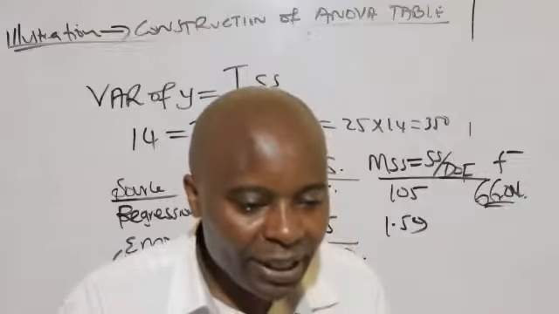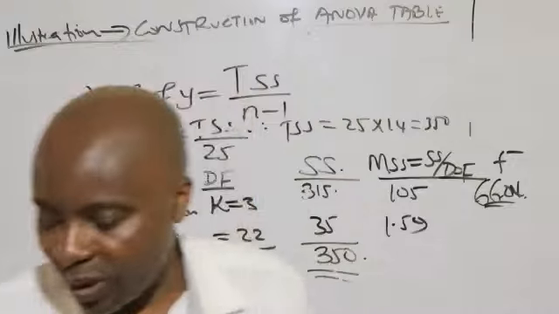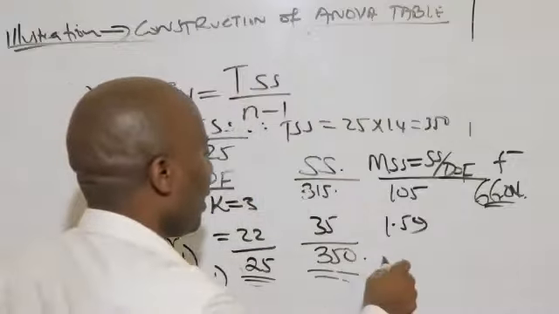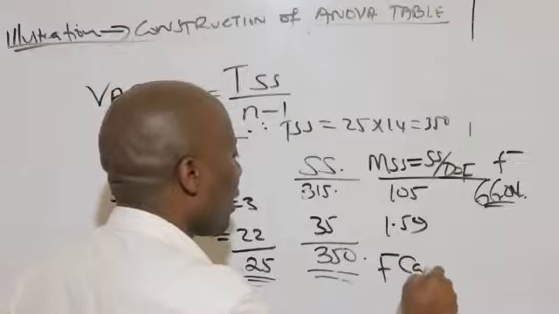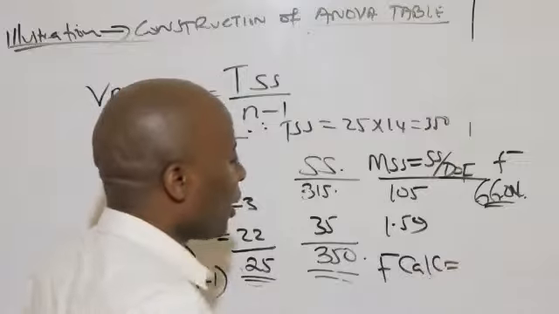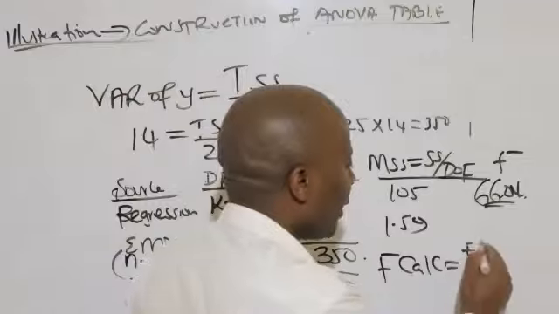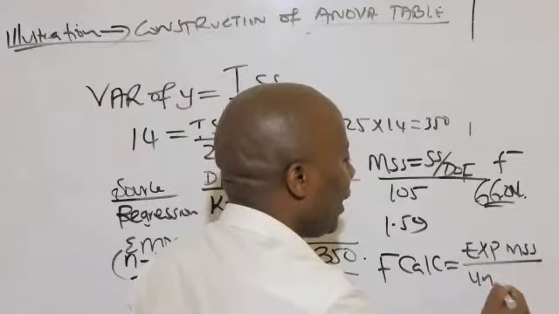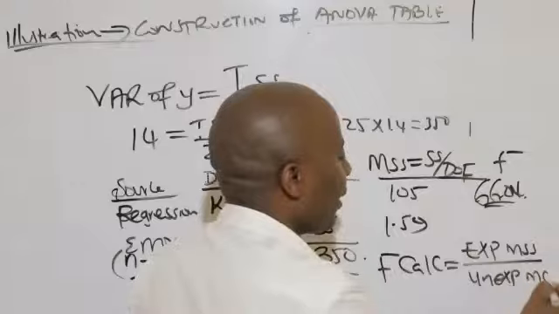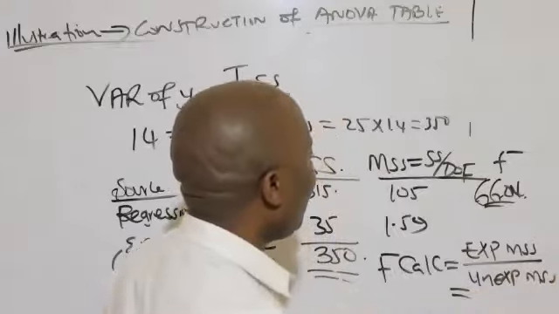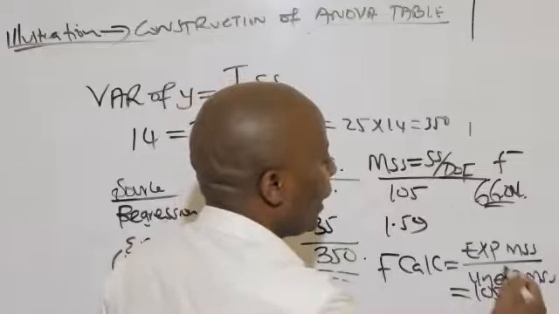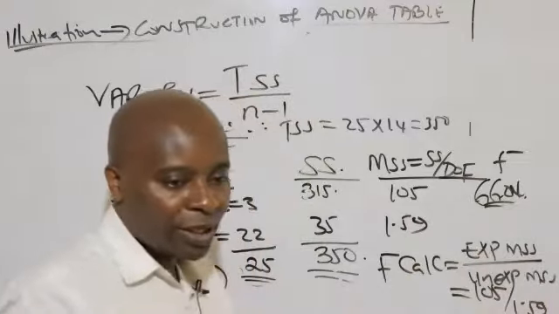Can I repeat the F calculation? The F calculation should be explained MSS all over unexplained MSS. So explained MSS here is this one of 105 over 1.59. That's how we're able to get the 66.04.